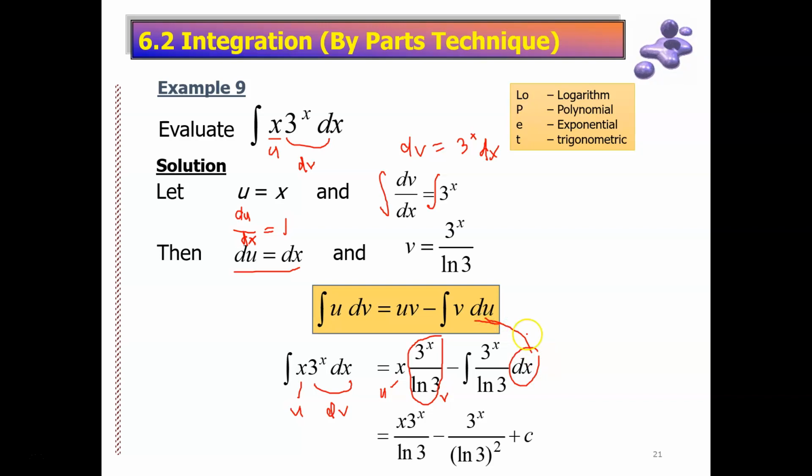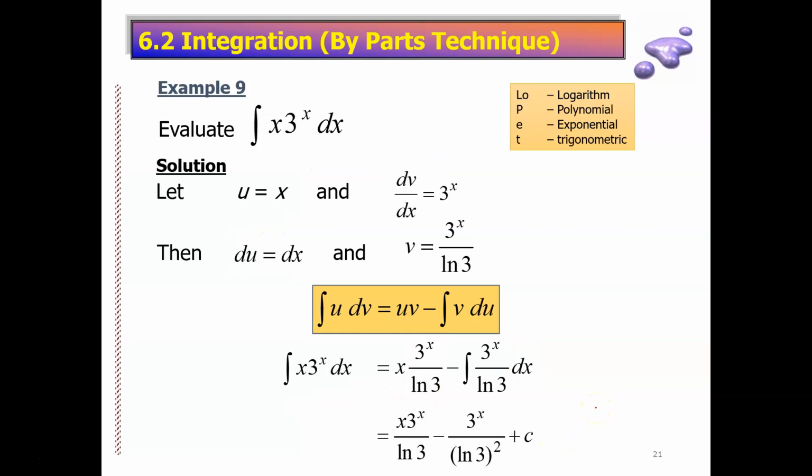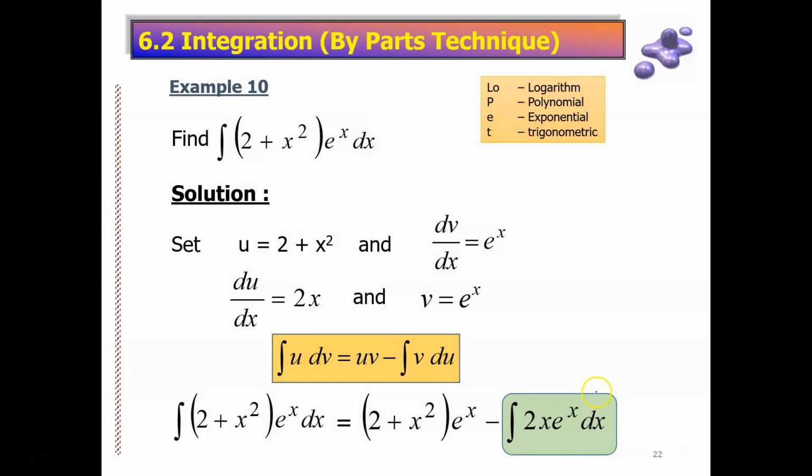This part, du. And again, you can integrate this part, and you get this. That's it. This is the final answer for example 9. Go to the last example, which is example 10.